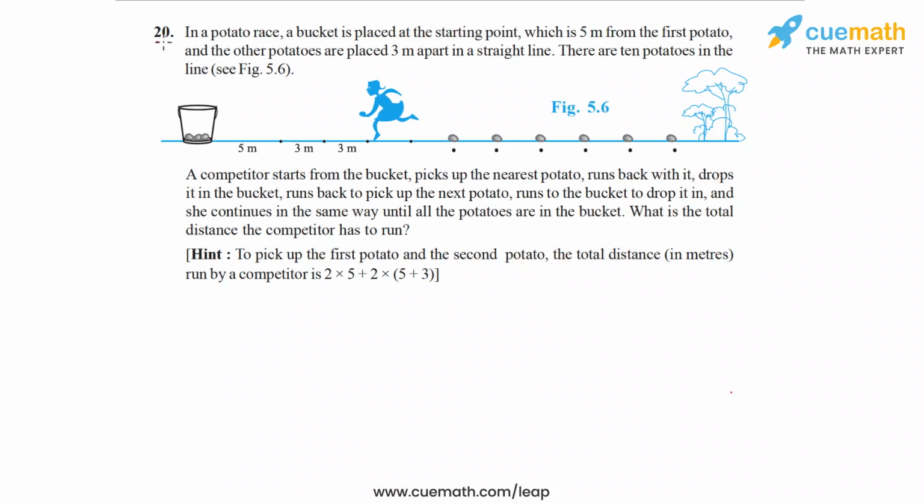Here's question number 20 of this exercise. In a potato race, a bucket is placed at the starting point. So this is the bucket and this is placed at the starting point, which is 5 meters from the first potato. So this position is 5 meters away and this is where the first potato would be placed. And the other potatoes are placed 3 meters apart in a straight line.